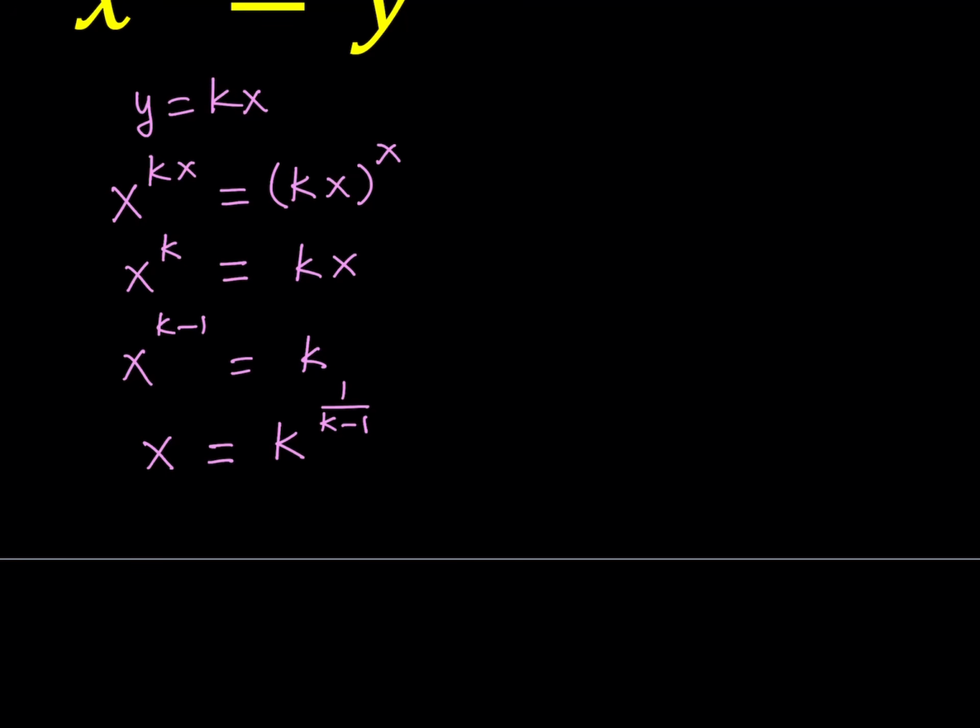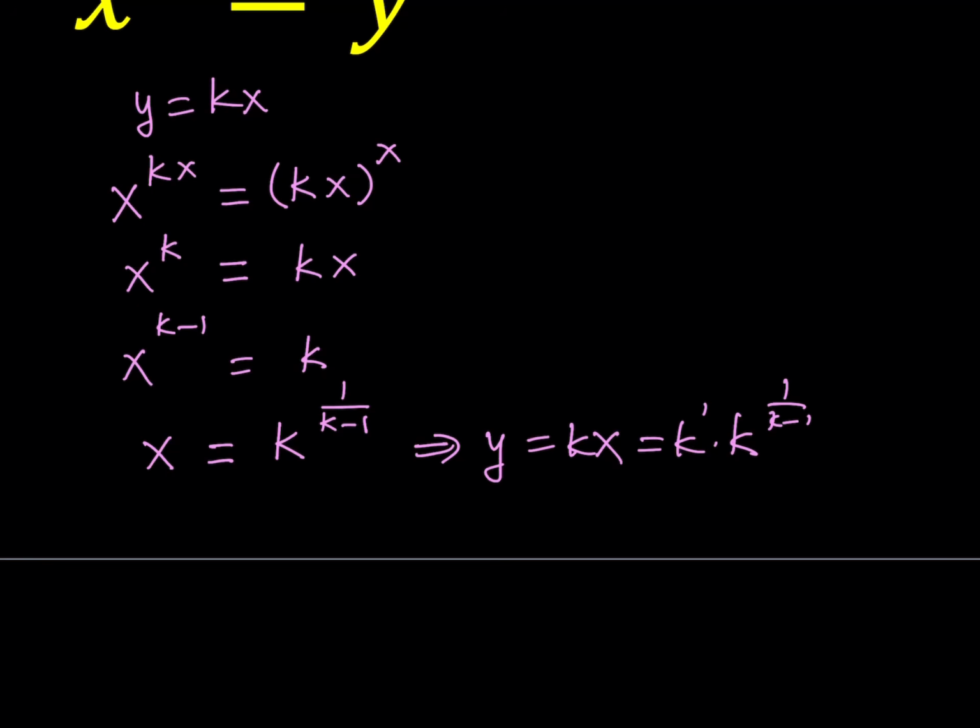Obviously, this is a value for x. But notice that k cannot equal 1 because we already talked about it. k equals 1 is going to give you y equals x, which is a trivial case. So let's go ahead and find the y value from here. If x is equal to that, remember y is equal to kx. So if you replace x with k to the power 1 over k minus 1, this just means k to the power 1.